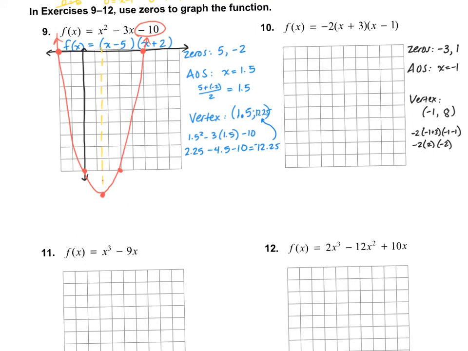All right, I'm ready to go ahead and graph. All right, my zeros are negative 3, positive 1. My axis of symmetry is at negative 1.